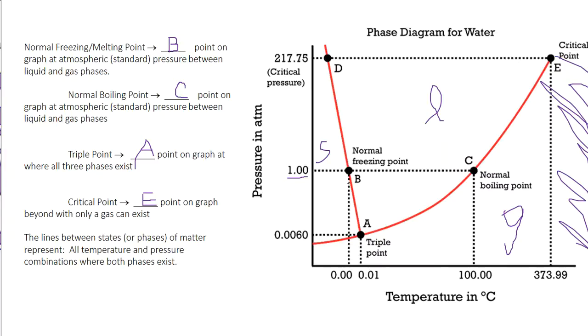The lines between the states, as we talked about, like D to A or A to E, along these lines the two phases exist. This line here between A and D is the line where solid and liquid both exist. And this line here between A and E is where liquid and gas both exist.